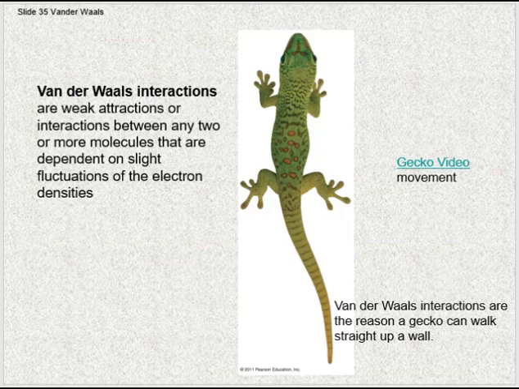Like hydrogen bonds, van der Waals interactions are weak attractions or interactions between molecules. Van der Waals attractions can occur between any two or more molecules and are dependent on slight fluctuations of electron densities, which are not always symmetrical around an atom. For these attractions to happen, the molecules need to move very close to one another. These types of bonds contribute to the protein's three-dimensional structure in our cells that is necessary for their proper function.